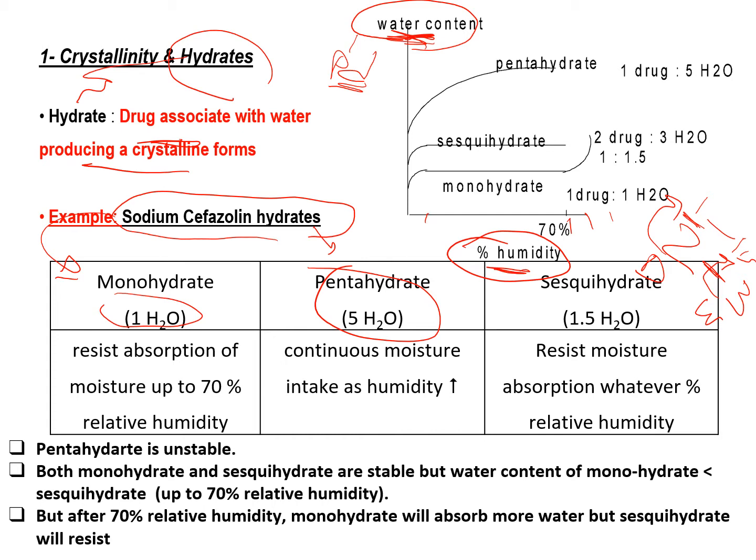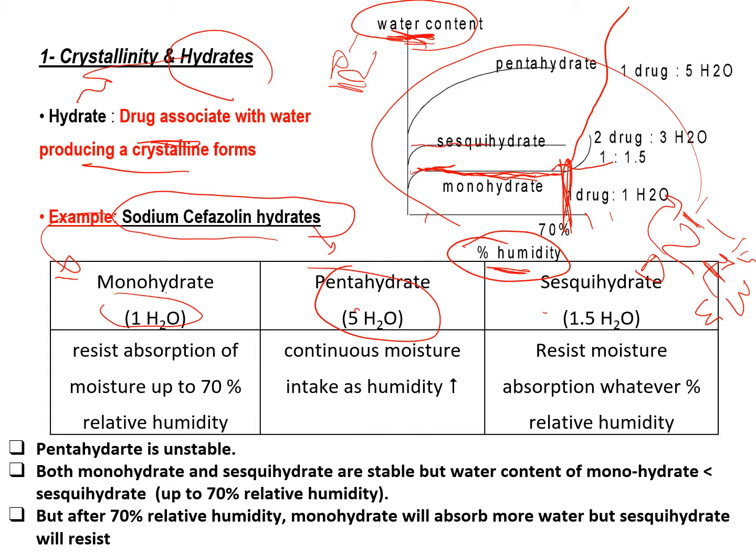So when you compare monohydrate, pentahydrate, and sesquihydrate on this graph, you need to understand how to select the best one. If you look at monohydrate, you will see that the water content is the lowest one. So it's the best, but only up to 70% atmospheric humidity, or weather humidity. Beyond 70%, what happened to the line? It goes up. It means that the water content of monohydrate becomes very high after 70%.